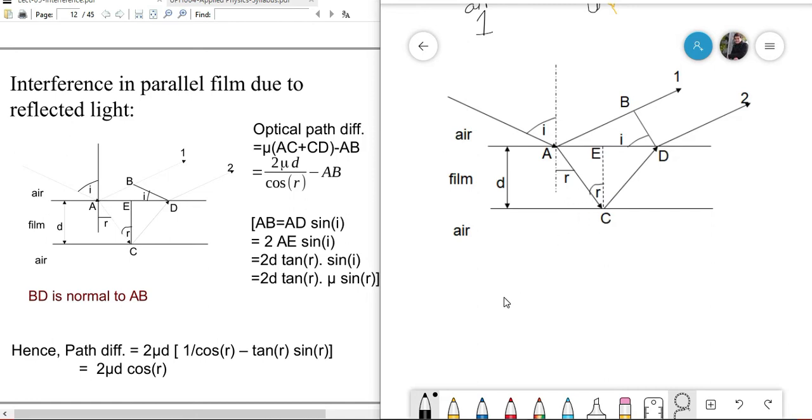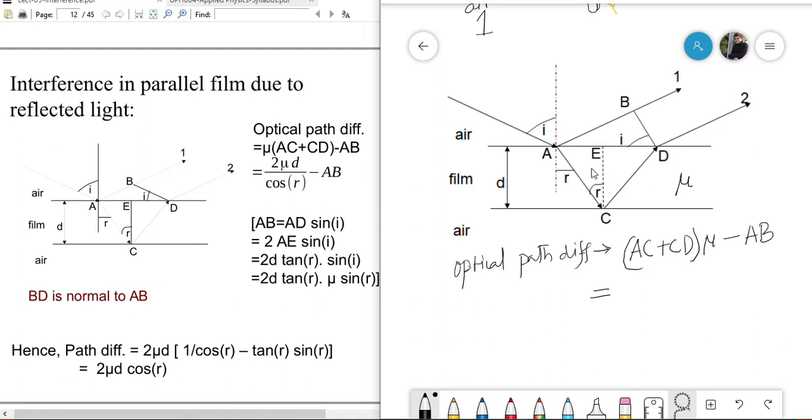So the path difference between the ray 1 and 2, because these 2 rays are parallel to each other, would be coming from this ray 1, which is traveling from A to B, while for the ray 2, this path is ACD. So the difference between these two would give you the path difference. So the optical path difference is AC plus CD into mu minus AB, where this mu is the refractive index of this film. Now also what we have here is this incident angle is I, and the refraction angle is R.